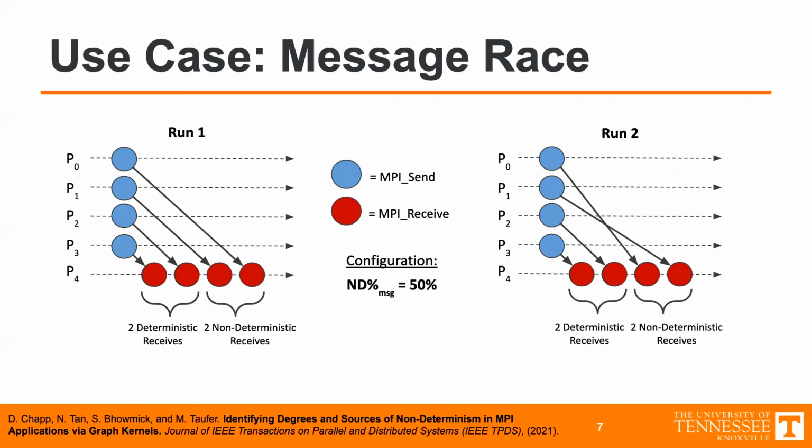So here, to outline what the message race pattern is, we show two runs of the message race pattern. In each run, there are 5 MPI processes, where 4 of the processes each use MPI send to send a message to their 5th MPI process, which receives all the messages using MPI receive. In this particular configuration, we fix 2 of the messages to always arrive in the same order. Because those receives arrive in the same order, we say that it is deterministic. The other 2 messages are allowed to arrive in any order, and so those 2 receives are called non-deterministic. This measurement of half non-deterministic and half deterministic corresponds then to a configuration of 50% non-determinism.